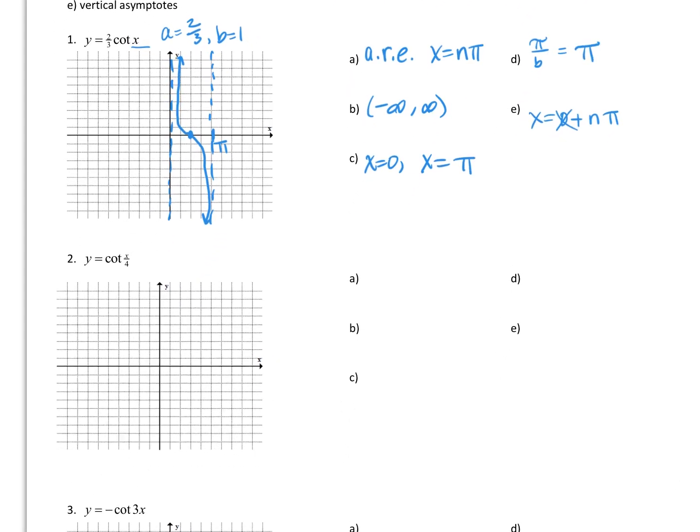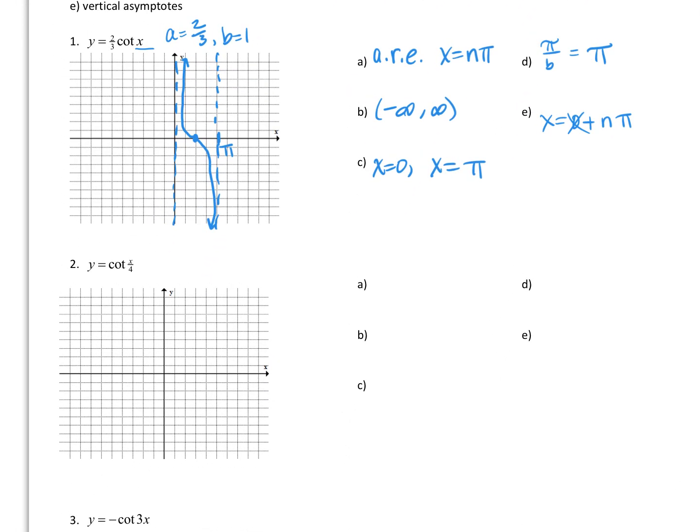Let's try the next one. This one is cotangent of x over 4. So you can think of it as 1/4 x. So let's think. A is 1, B is 1/4, C is 0, D is 0. So it's going to change our asymptotes. So let's do that. 1/4 x equals negative pi over, oh, sorry, that's not correct, is it? It's 0. It should be 0 for cotangent.